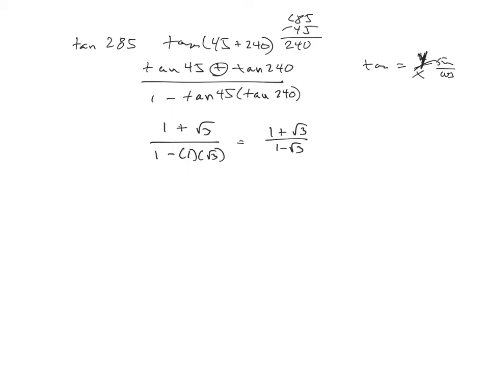Now, in order to get rid of the radical in the bottom, you have to multiply by the conjugate, which is to change the sign in the middle. It is the bottom that's in charge of that. So you do the conjugate of the denominator, and the numerator just gets what it gets.